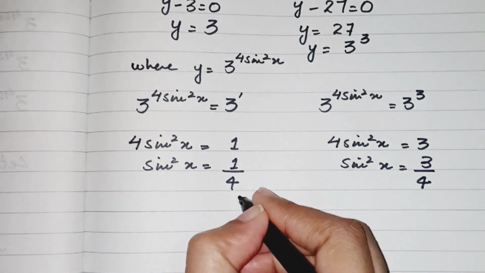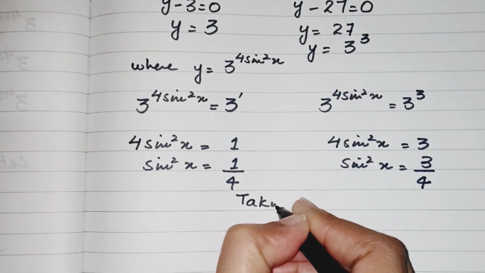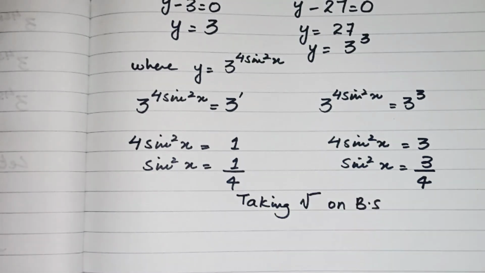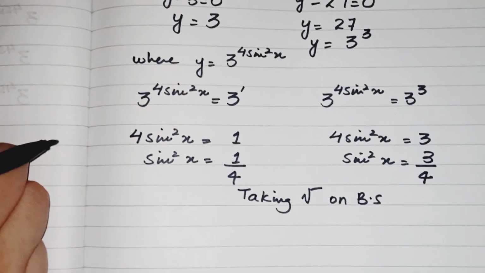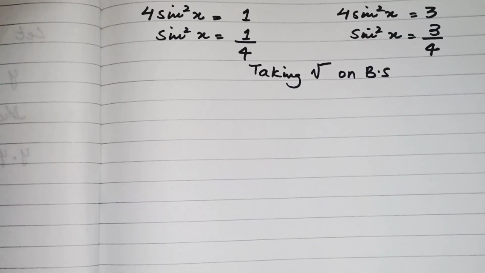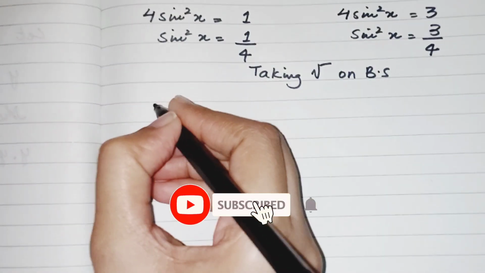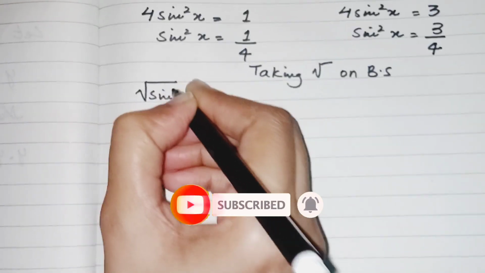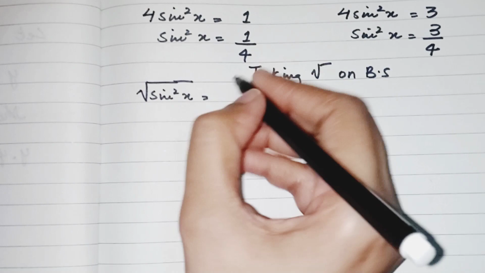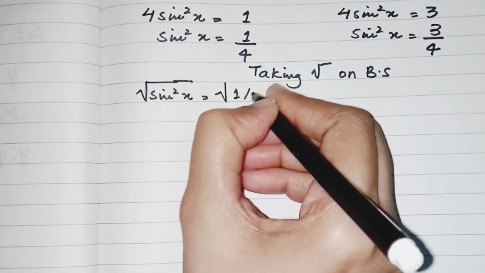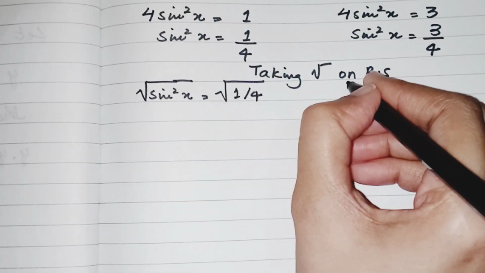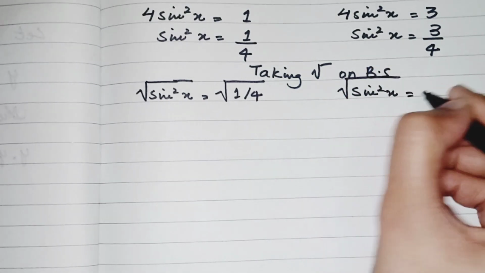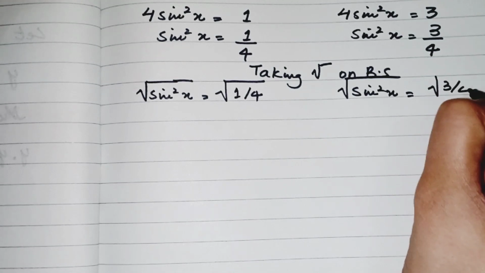So you can write that, taking root on both sides, it will be written as under root sine square x is equal to under root 1 upon 4, square root is equal to square root 3 upon 4.